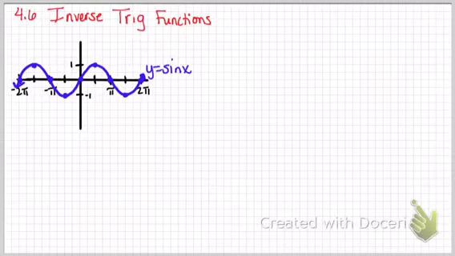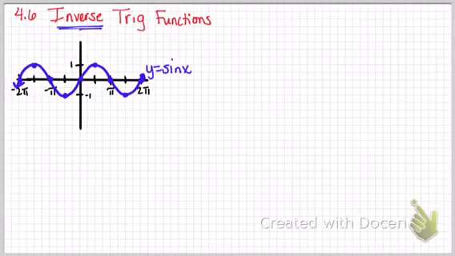Hey guys, okay, we're finally on 4.6 where we're talking about inverse trig functions. All right, so one thing is, remember, what do we know about inverses? Remember, to have an inverse, an equation or a graph has to be one-to-one, which means it has to pass the horizontal line test. If you look at the graph here of sine of x, you can see that it does not. So if I drew in another line here, it does not pass it.